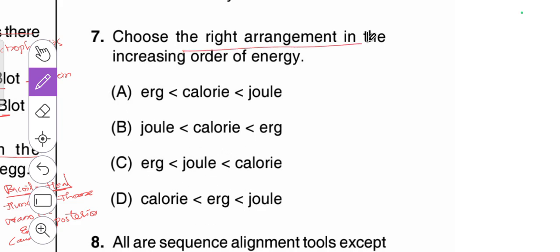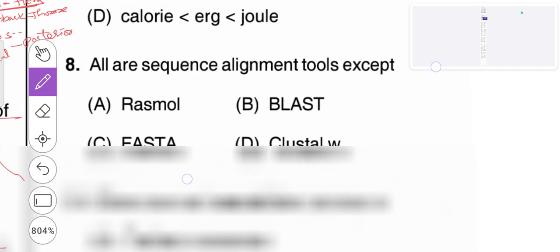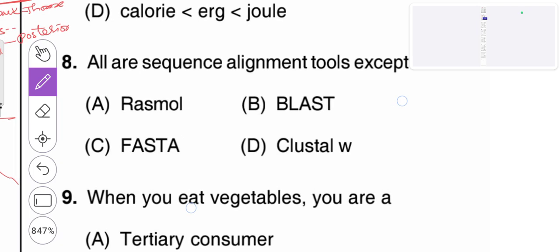Choose the right arrangement in the increasing order of energy. So that is, this is the right one. ERG, joules, and calorie, where calorie is higher than joules, joules is higher than the ERG. So C is the right answer for this question. Then eighth one.